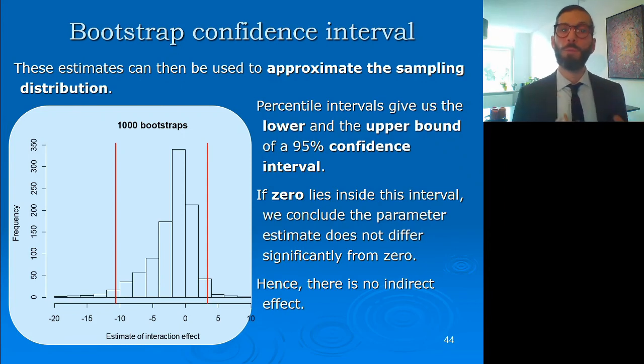Here is a diagram of the bootstrapped estimates of an indirect effect. You see that it is indeed peaked and skewed on the left. We can get the 95% confidence interval by cutting off the bottom 2.5% and the top 2.5%, and the red lines give us the window of that confidence interval. We can also calculate the standard deviation of this distribution, which gives us a bootstrapped standard error. Now we already see that the confidence interval includes the value of 0. So that means that we cannot conclude that our estimate differs significantly from 0. In other words, there is no significant indirect effect.